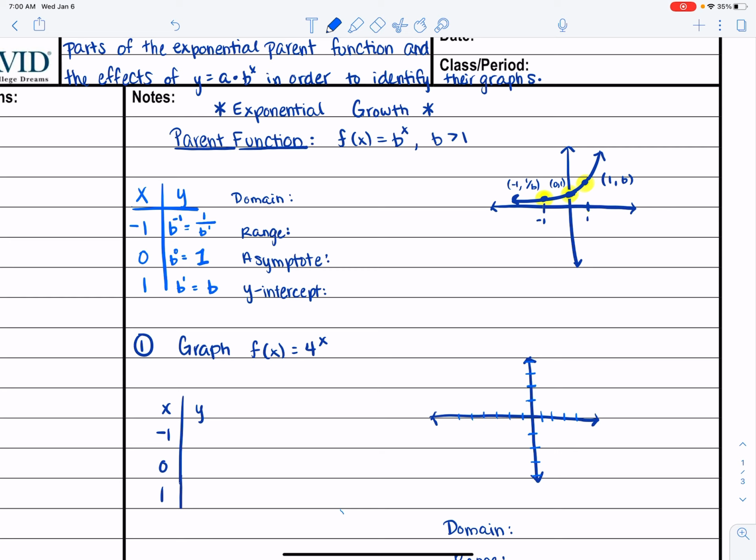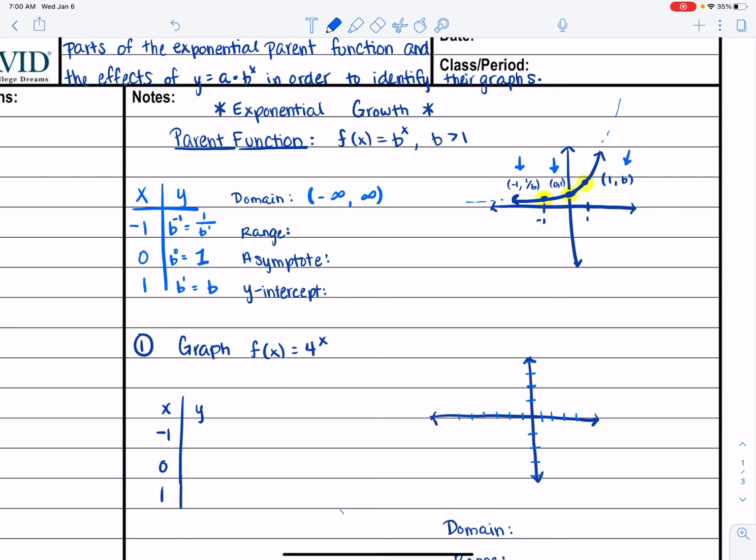So when x is -1, the y value is 1 over b. When x is 0, the y value is 1. When x is 1, the y value will be b. Okay? Now, it's a little abstract right now because we just have letters, but when we put some numbers to it, it's going to make a lot more sense. When you're looking at this graph, the domain is going to run from -infinity to +infinity because it's going to go forever left and forever right.